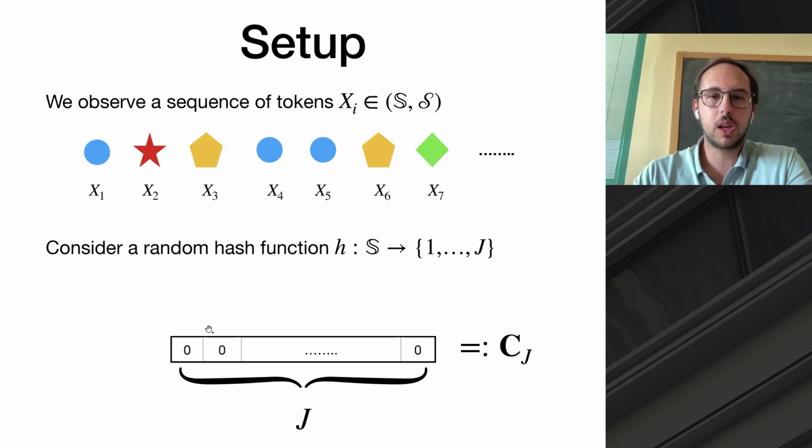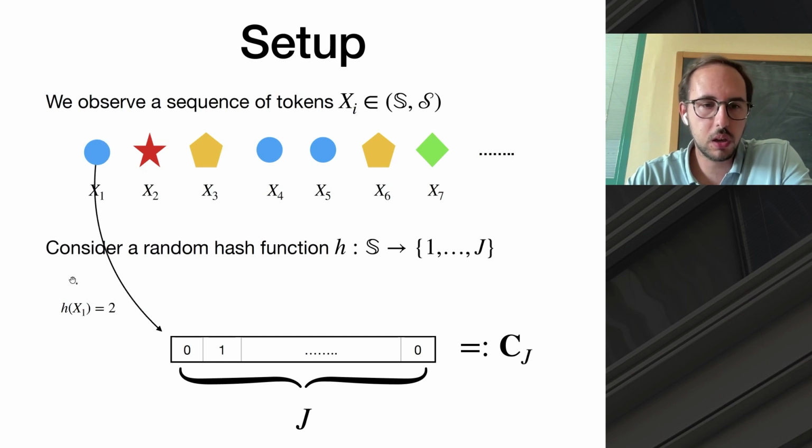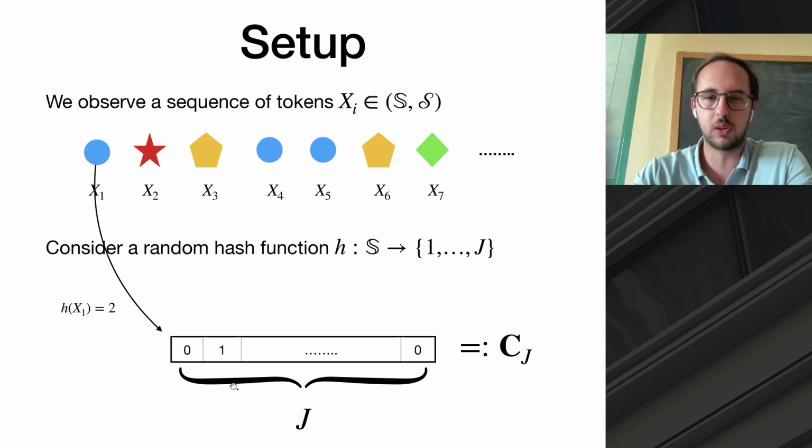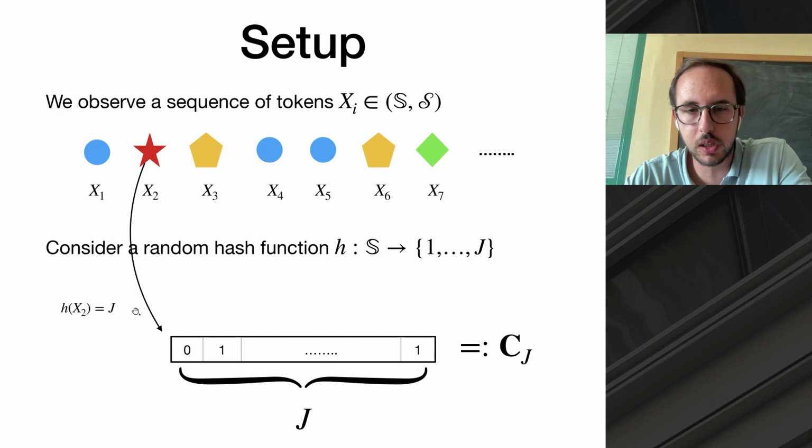And so when you want to sketch the data, you first initialize a vector of zeros in memory that is as long as capital J. This will be the sketch, C_J. And then what happens? You start with the first element, you see it, you pass it through the hash function. So here, for example, h of x1 is equal to 2, and then you go in position 2 of this vector and you increment by 1. You do it for the second element. For instance, h of x2 here is equal to capital J. So I go to the last element of this vector and I increment it by 1.